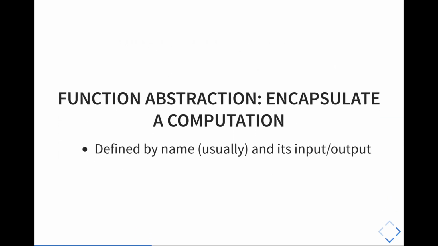So this is my definition: it encapsulates some computation, and it's defined by a name (usually; there are anonymous functions), and its input and output. And this is exactly what the type checker partially checks for us. It checks at least that the types of the inputs and outputs will be what they are expected to be at runtime.